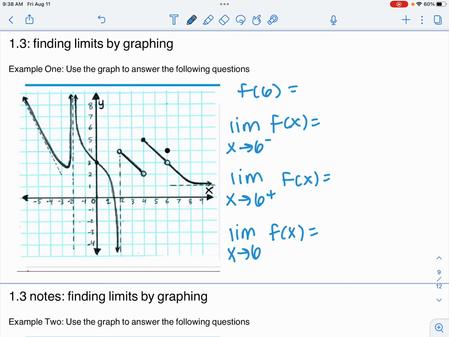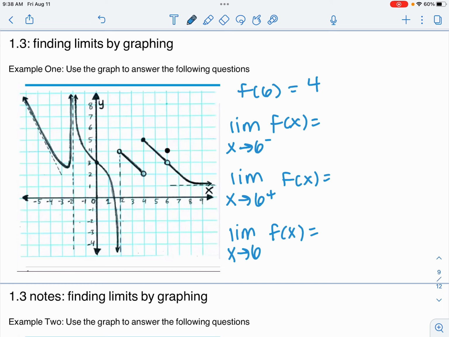The first one asks us what is f of 6. This is an Algebra 1 question. There's nothing new about this. It's just saying what is the output when the input is 6. So I'm going to find 6. And I'm looking for a filled in point, like an actual point. This right here is not a point. That means there's a hole in the function right there. But if you look, there's a solid point here, and that y value is 4. So f of 6 is 4.